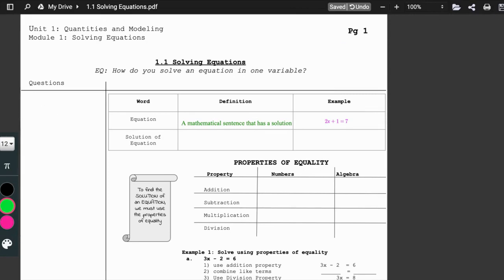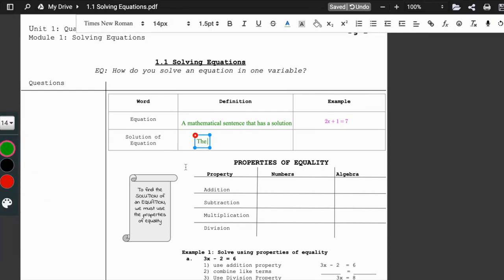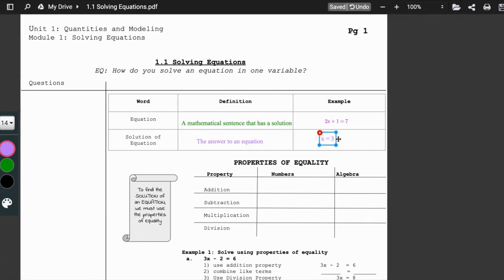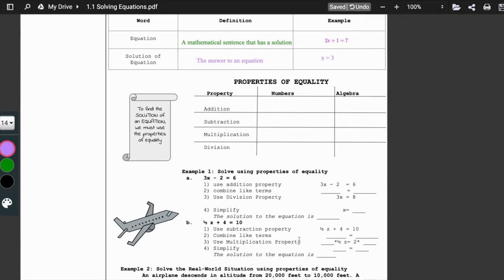So the solution to an equation is just the answer to the equation. So let's write that. Pretty straightforward. If I asked you for the solution to this equation, you would give me the answer to the problem that we have there. For example, again, we've got 2x plus 1 equals 7. Well, the solution to that equation is x equals 3, because you subtract 1, you get 6, divide by 2, and you get 3. So the solution to an equation is the answer. An equation is just a sentence that has a solution.